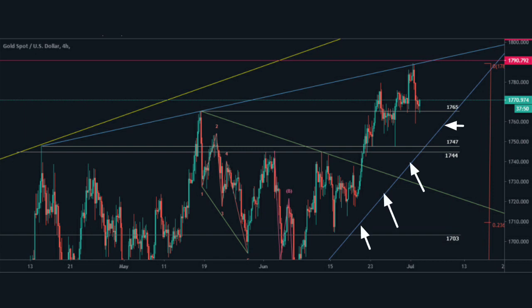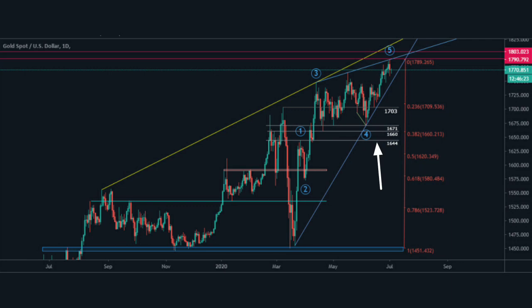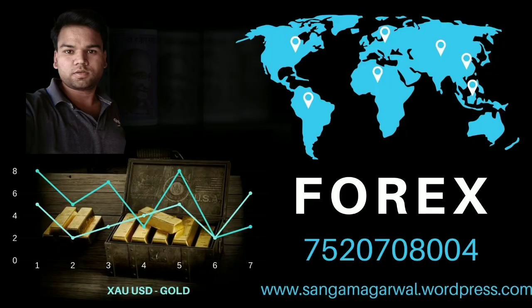A breakout of the ascending blue trend line, followed by the 1744 horizontal resistance, will confirm a bearish trend for swing trading. You can target 1451, because we are in the fifth wave of the bullish trend that started from 1046.